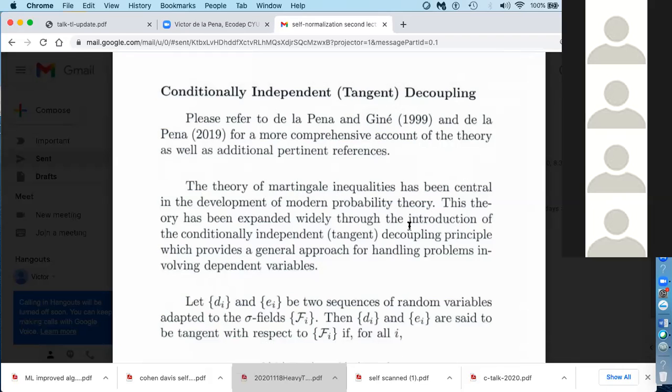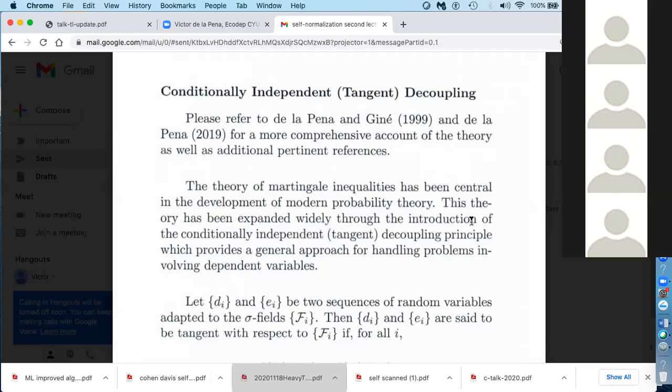And just to give you an idea of how widely applicable this result is, the Kolmogorov-Smirnov statistic, which is used to test for the distribution function of a variable, can be extended to sums of f of X_i. So you can extend Kolmogorov-Smirnov to the case of U-statistics or U-processes and apply decoupling.